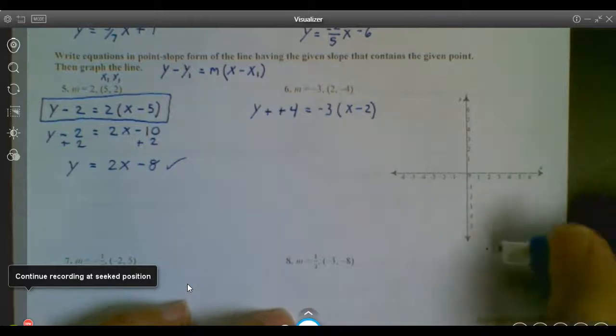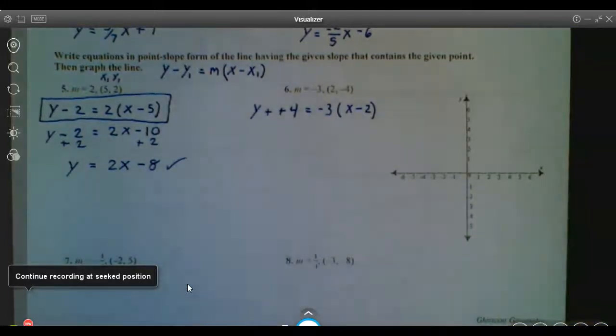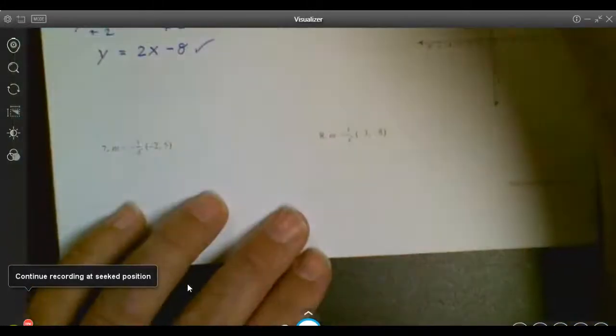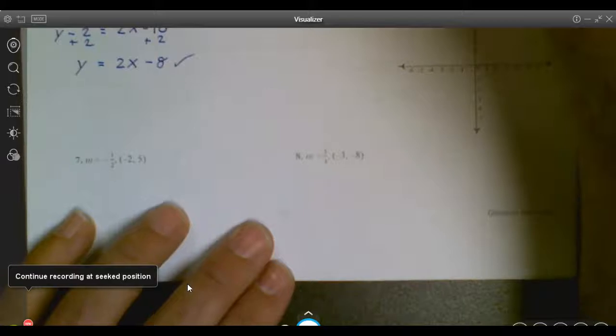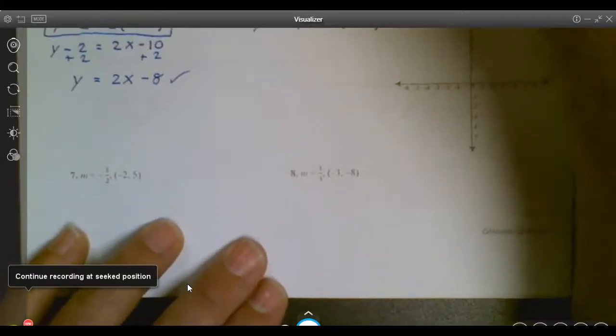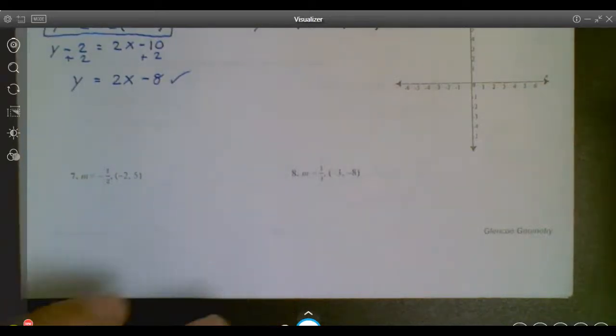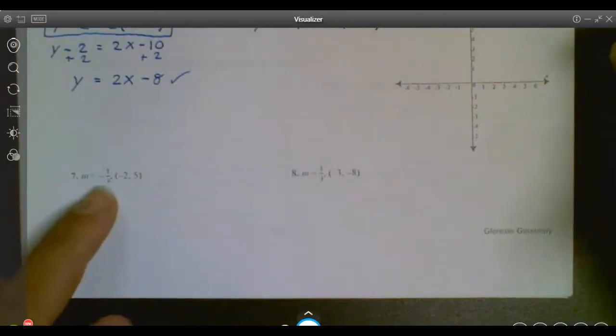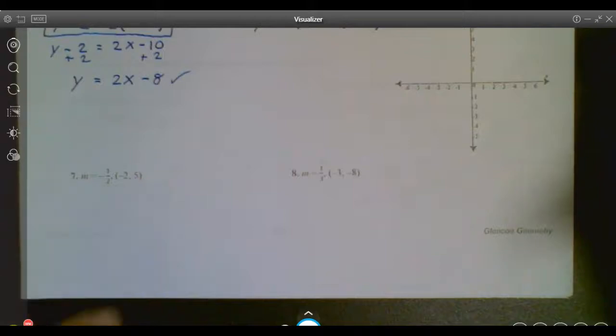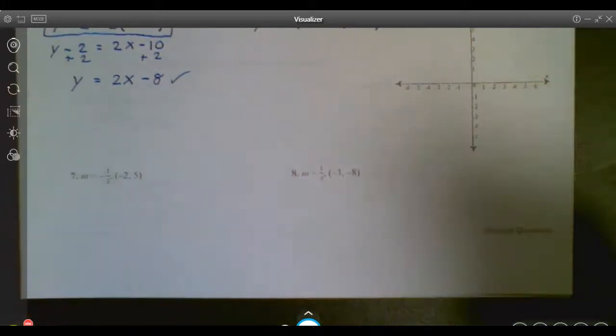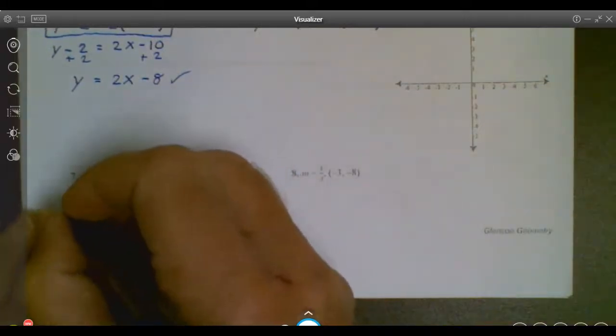Let's try a couple with fractions. Fractions can be a little tricky for people, so we're going to try a couple with some fractions here. So this one is giving us a slope of -1/2. My point is -2, 5. Again, if I have a point and a slope, I want to plug into point slope.